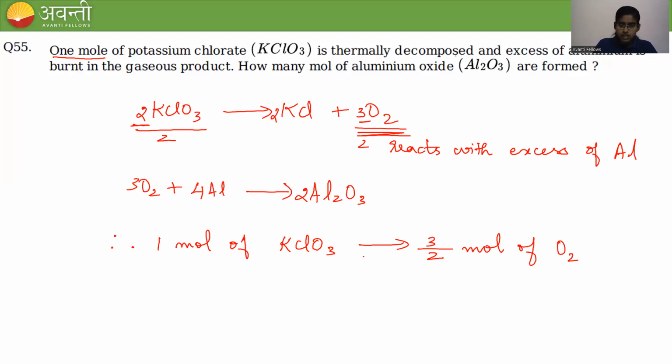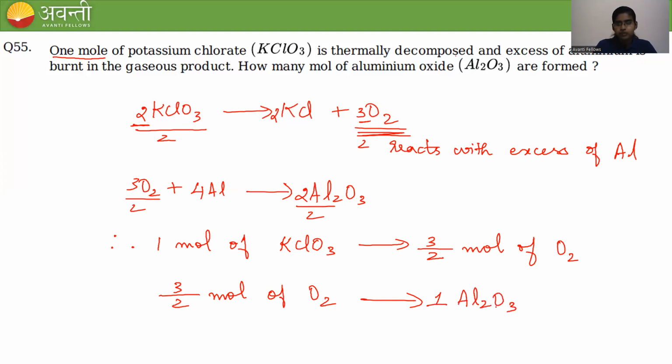Now, this 3 by 2 moles of oxygen would give 2 by 2 moles of Al2O3, which is nothing but 1 mole of Al2O3. Got it? So 1 mole of potassium chlorate would give 1 mole of Al2O3. So 1 mole of Al2O3 is formed from the sequence of reactions.